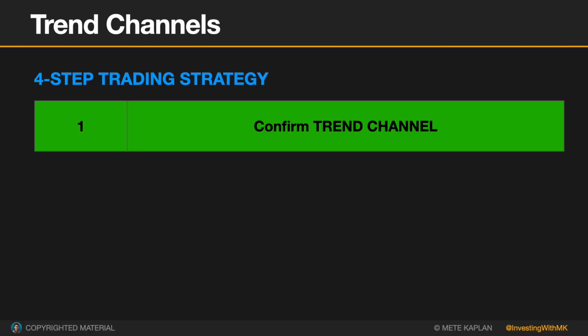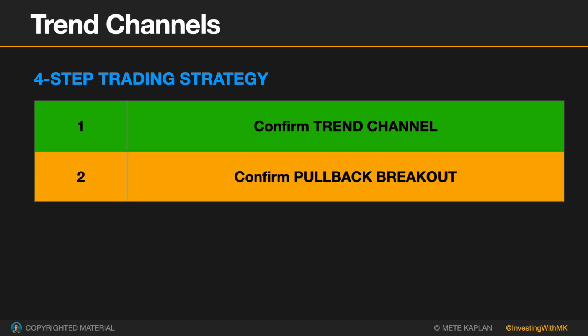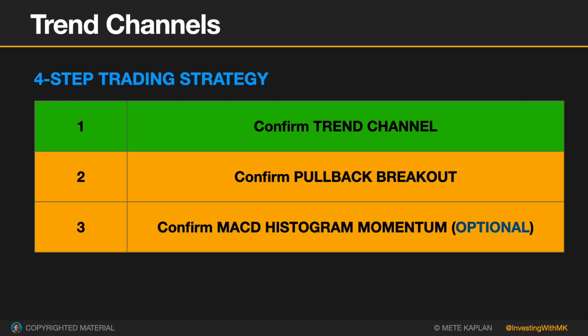My trend channel trading strategy is quite simple actually. Step 1. Confirm trend channel. Confirming a trend channel depends on price movement, which we will learn soon. Step 2. As always, pullback breakout confirmation. If you follow my channel, you should already know my #1 trading technique of all times is pullback breakouts. Because it's simple and results are excellent.